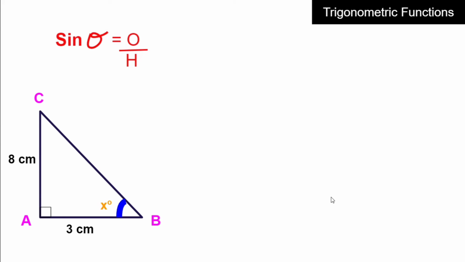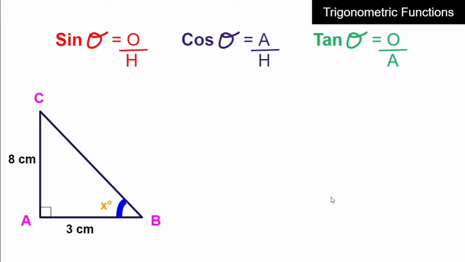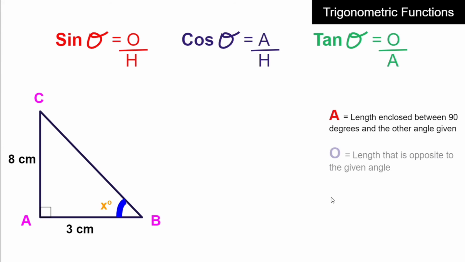Again, keeping in mind my basics, I know that sine theta equals opposite over hypotenuse, cos theta equals adjacent over hypotenuse, and tan theta equals opposite over adjacent. And keeping in mind that A is the length enclosed between the 90 degrees and the angle, O is the length opposite to the given angle, and H is the diagonal length. Now you can see that AB is the length that is enclosed between the 90 degrees and the given angle.